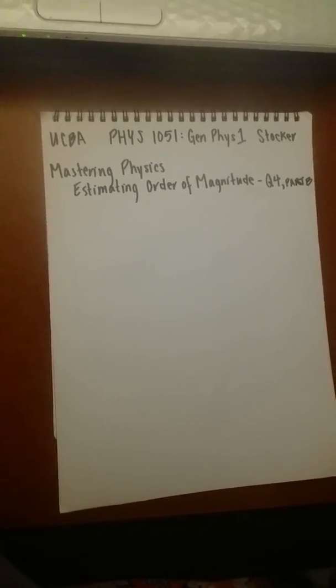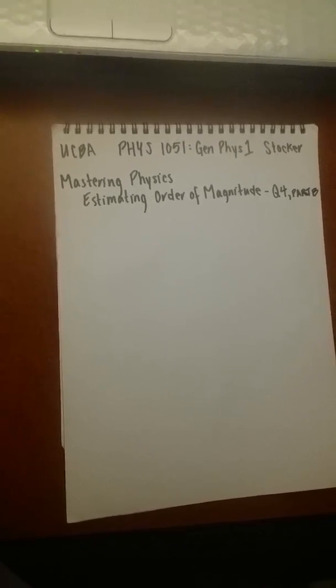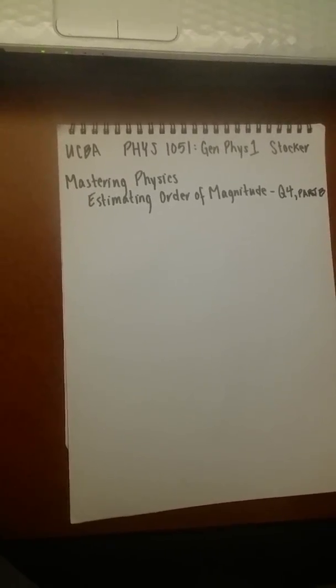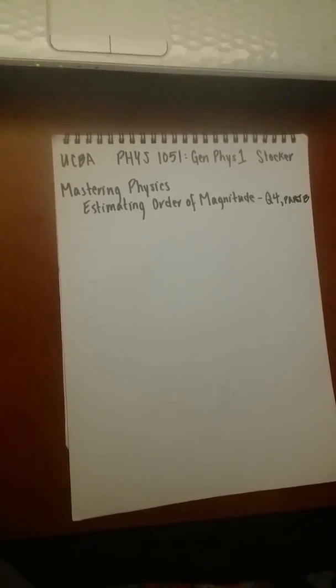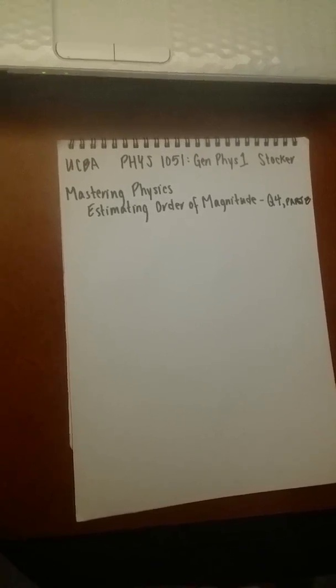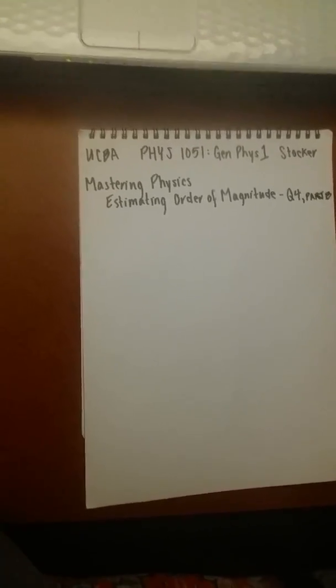And I'm doing this Pencast for Physics 1051, which is General Physics 1 at University of Cincinnati Blue Ash College with Professor Stocker. For this Pencast, I'm choosing to do Mastering Physics under the section of Estimating Order of Magnitude, question 4, part B. For this question, it asks, how many times will your heart beat in your lifetime?